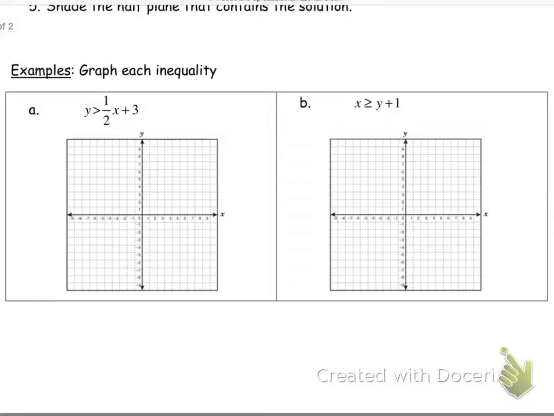So we're just going to go straight into an example here, and we're just going to go step by step with what we said. So we have y is greater than 1/2 x plus 3. Now the first step was to make sure y is by itself. Indeed, right now, in example A, y is by itself. So we're good to go. Step 2 or 3 was an if statement. Now this is y is strictly greater than. So this means that we are going to have a dotted line.